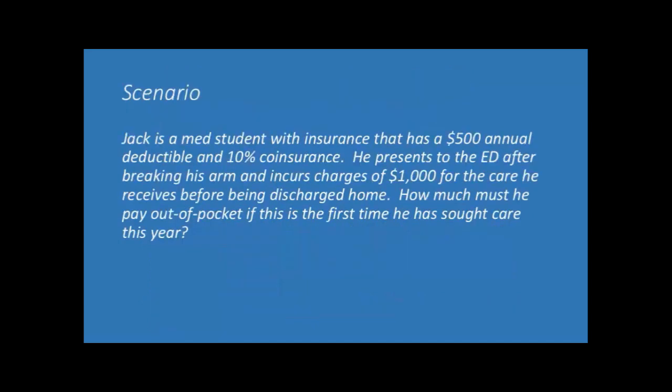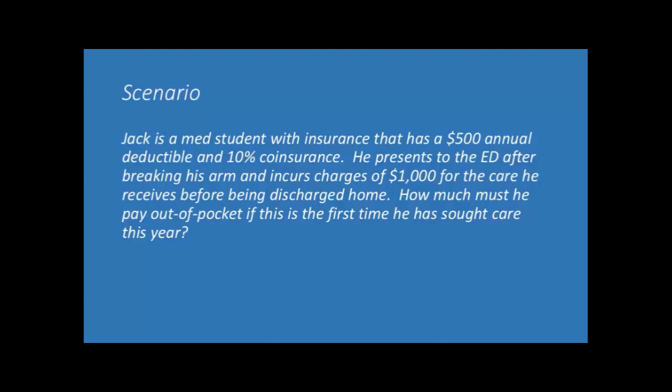Let's look at a scenario. Jack is a med student with insurance that has a $500 annual deductible and 10% co-insurance. He presents to the ED after breaking his arm and incurs charges of $1,000 for the care he receives before being discharged home. How much must he pay out of pocket if this is the first time he sought care this year? And the answer would be $550.